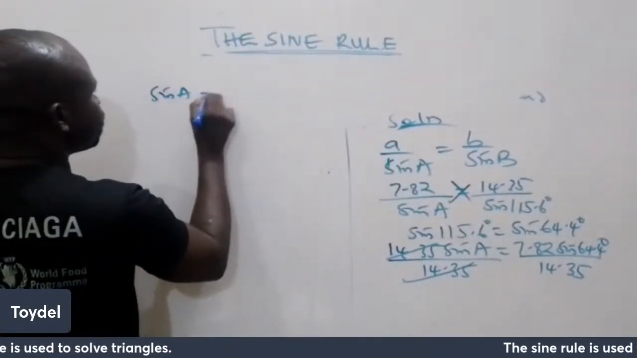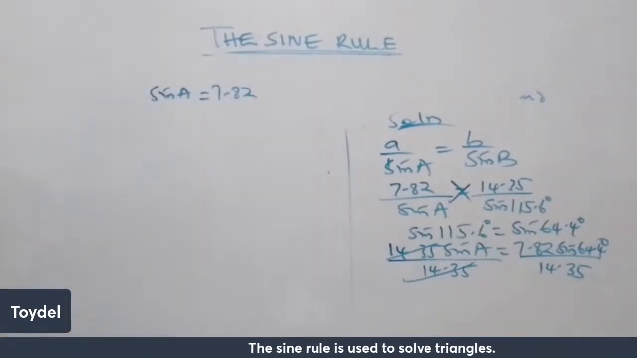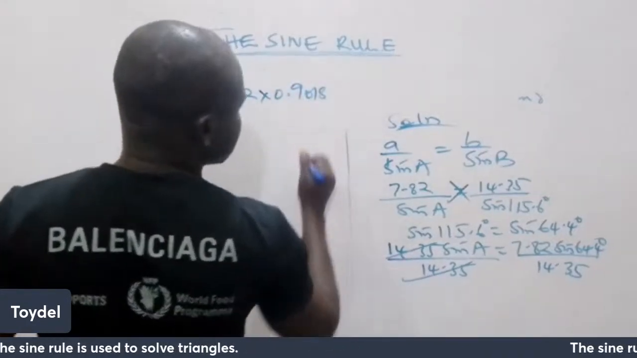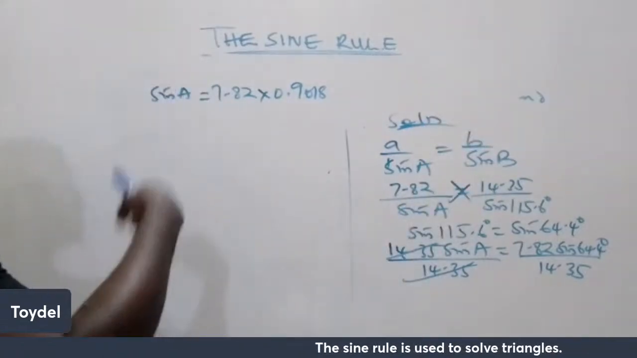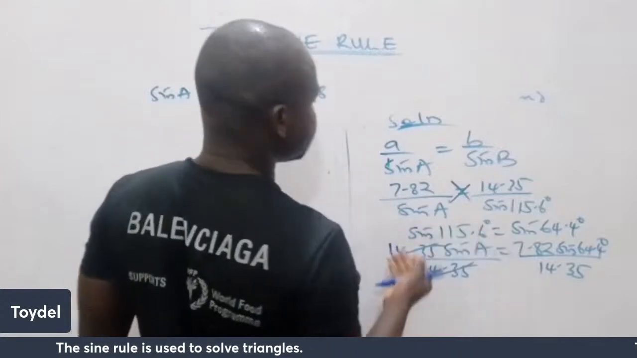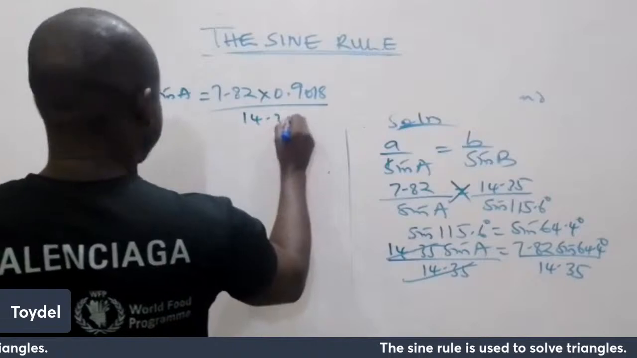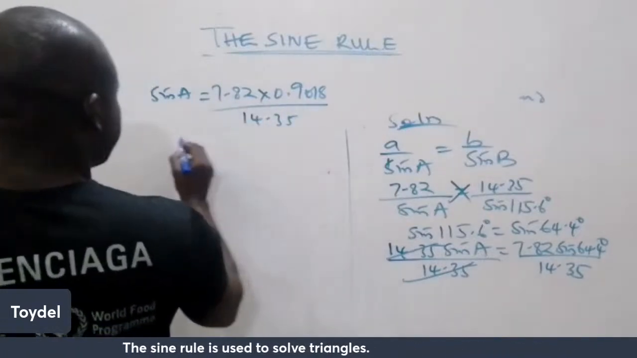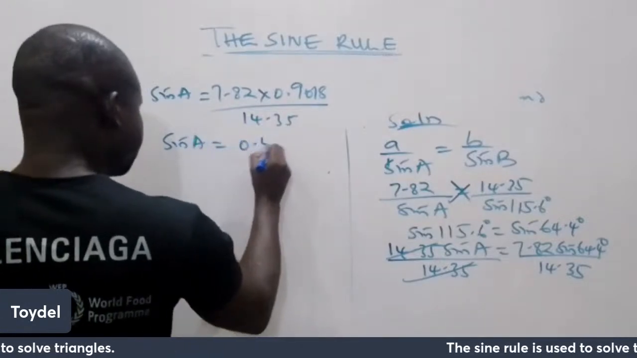Now sine A will be equal to 7.82 times sine 64.4. If you check sine 64.4 in your calculator, you are going to have 0.9018. Or you can just press sine 115.6 directly, but rest assured that the sine of an angle between 90 and 180 is actually positive because of the quadrants we have discussed the other time. That's over 14.35. So if you multiply this and divide by this, we are going to get sine A equal to 0.4914.